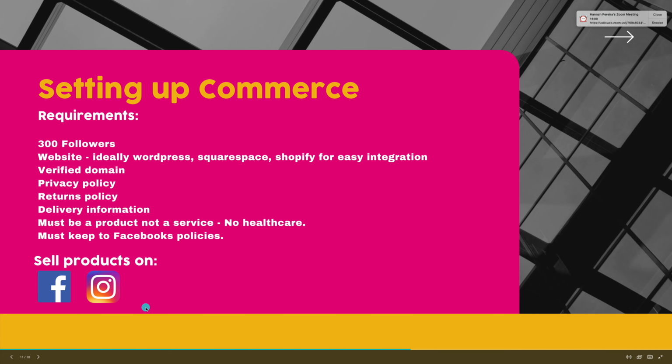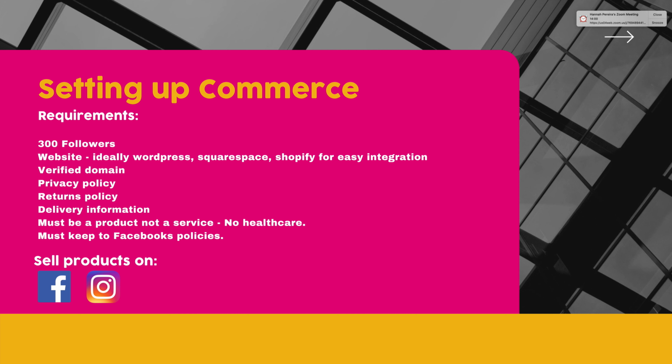So now we've done all of that, we need to set up our commerce. Commerce allows you to sell products on Facebook and Instagram. As a ballpark figure, I would say you need to have about 300 followers. Sometimes it's less. And then you need to have about 100 on your Facebook. You need to have a website ready to go, ideally WordPress, Squarespace, Shopify, something like that, so that there's easier integration, but you can use any platform that you like. You need to verify your domain within the Commerce Manager.